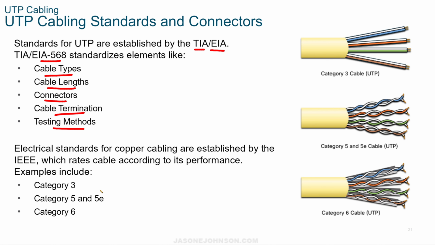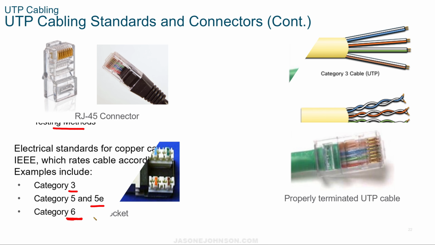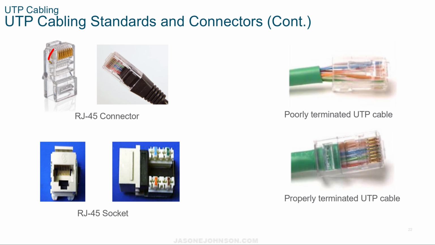In the year 2026, you don't see a lot of category 3 anymore, but there is some still out in the world that's being used. You're usually going to see 5E, 6, 7, and maybe even higher, but most common is going to be the 6 at this point. The RJ45 connectors, you have this plastic housing, you have these little metallic pins here, and you will also have a protective sheath that goes around.